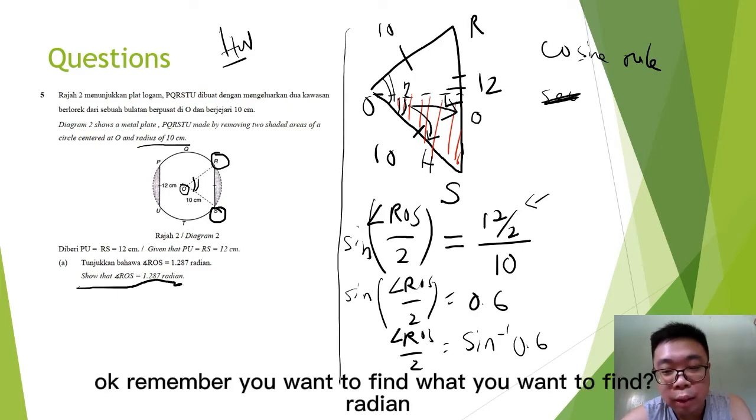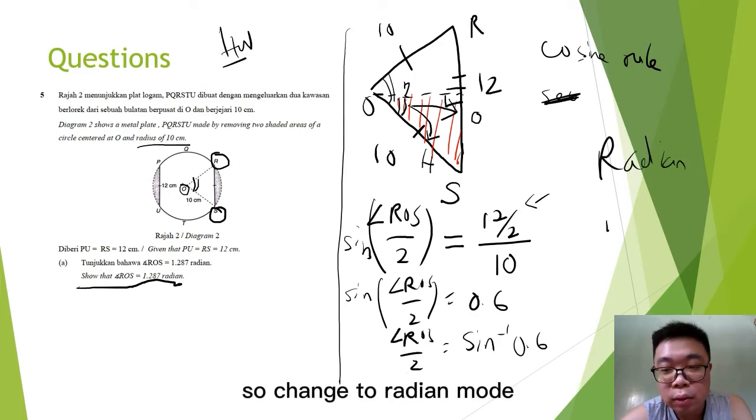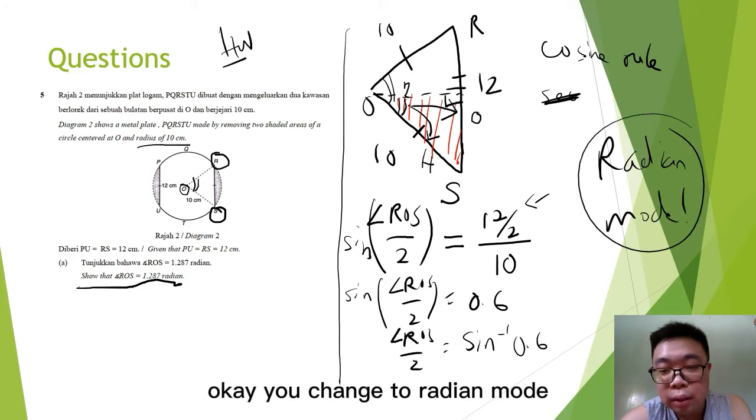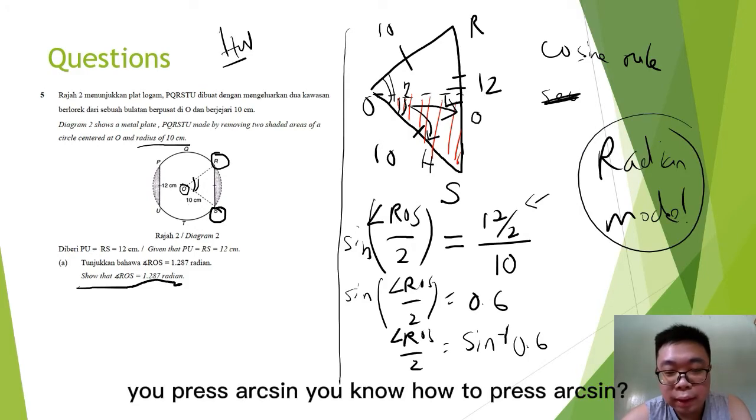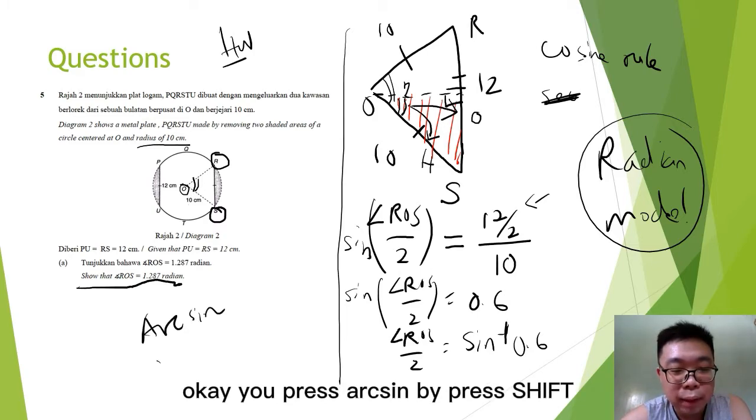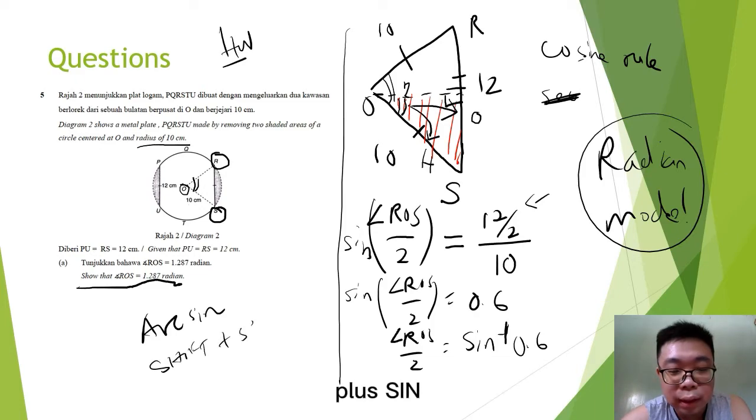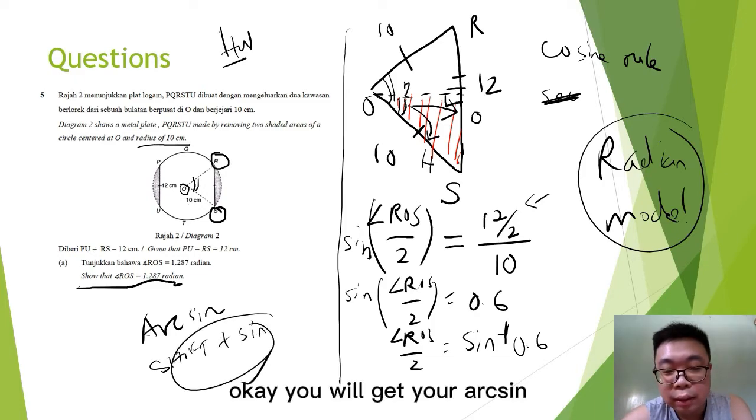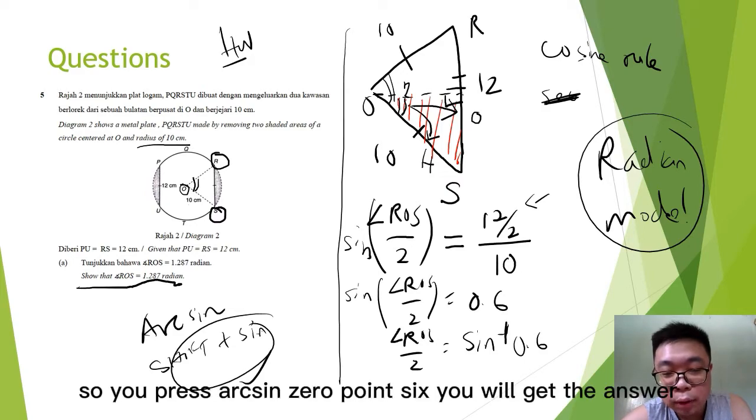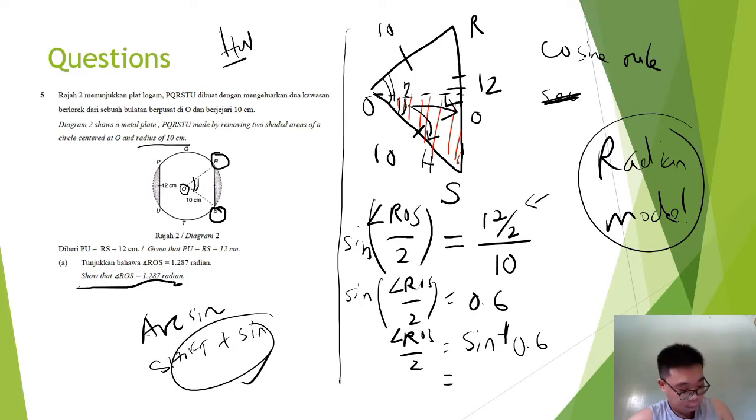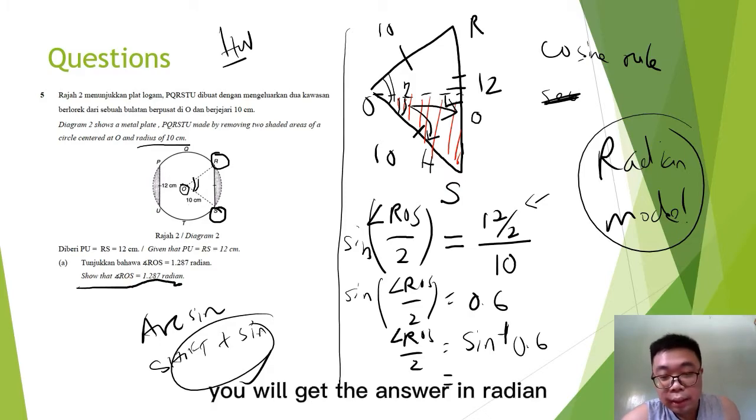Remember, you want to find what? You want to find radian. So change to radian mode. You place the inverse sine. You know how to place the inverse sine: by pressing shift plus sine. You will get the inverse sine sign. So you place inverse sine 0.6. You will get the answer in radian.